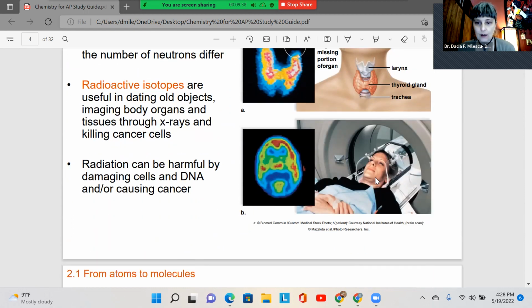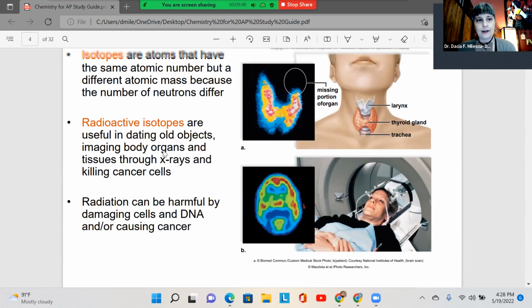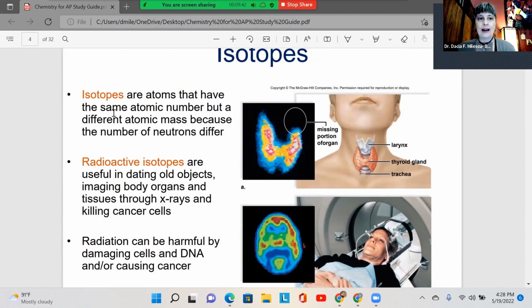Voila. So what is happening here is an isotope are atoms that have the same atomic number, but a different atomic mass because the number of neutrons are different. Interesting. So all we're doing is changing the number of neutrons. Okay, so why does that have anything to do with say an MRI, CAT scan, or whatever else we can do in terms of radiography?